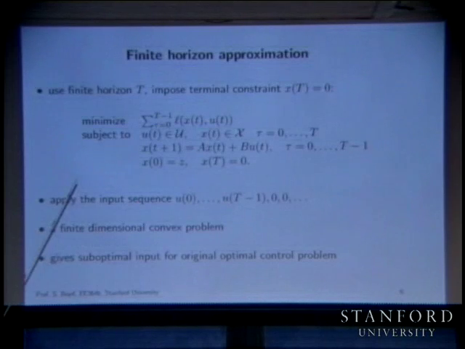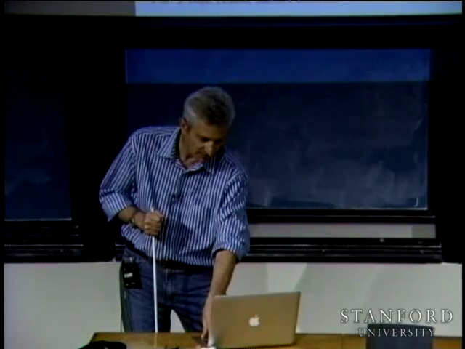Now, then you have a finite dimensional convex problem. We can solve that easily. And this will give you a suboptimal input for the original optimal control problem. Why? Because you're basically looking over a finite dimensional subspace. It's a subspace of signals, of inputs and states that vanish after time t. That's a finite dimensional subspace. And if you solve a problem over a subspace, you certainly get an approximation. You'll get an upper bound.